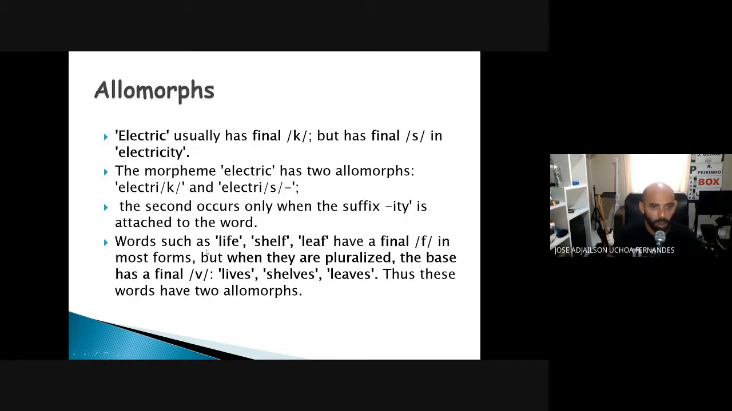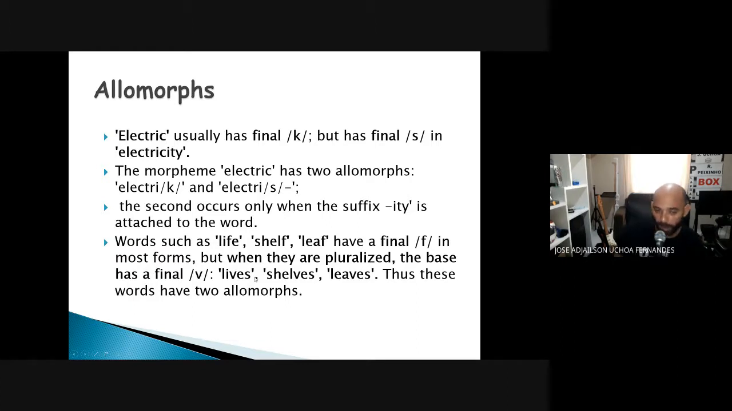So words such as life, shelf, and leaf have a final f in most forms. But when they are pluralized, the base has a final v, like in lives, shelves, and leaves. Thus, these words have two allomorphs. These base morphemes, because life, shelf, and leaf are words and morphemes, have only one morpheme. They all have two allomorphs.